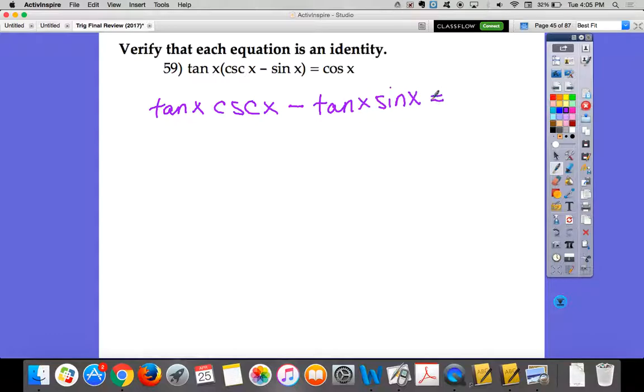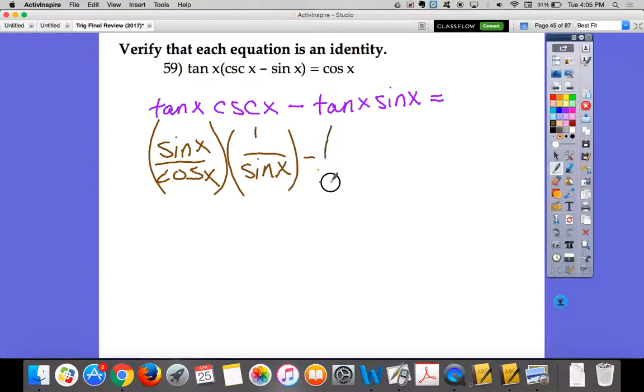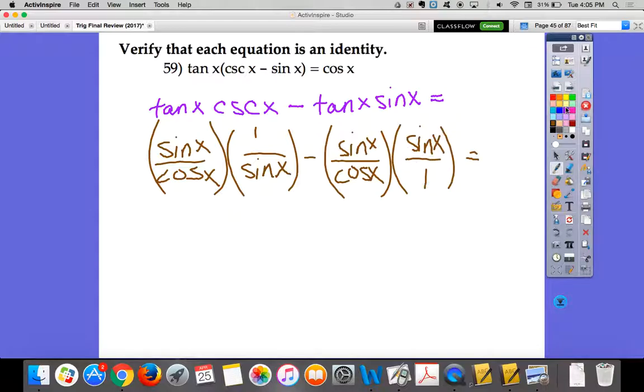Now, it depends on how many steps you want to skip. Personally, I would have changed those to sines and cosines in that line right there where I distributed, but I didn't want to lose anybody. So we're going to break it into 2 steps. Tangent is sine over cosine, and cosecant is 1 over sine. Oh, that looks interesting. And then we've got sine over cosine over here. And then remember, we're just going to turn everybody into fraction form so we can see what we've got to work with, okay? You need to see what can reduce and what does not.